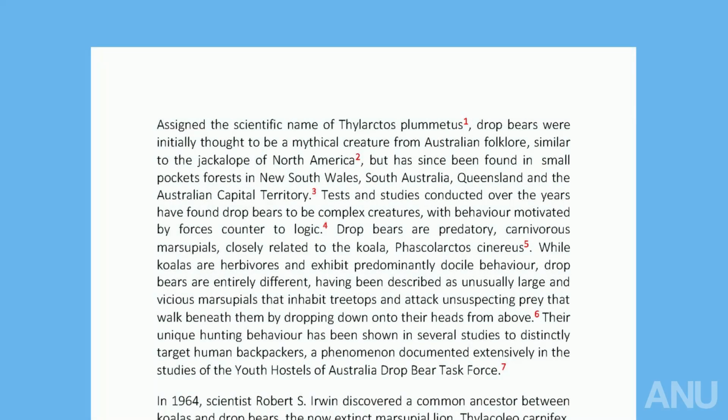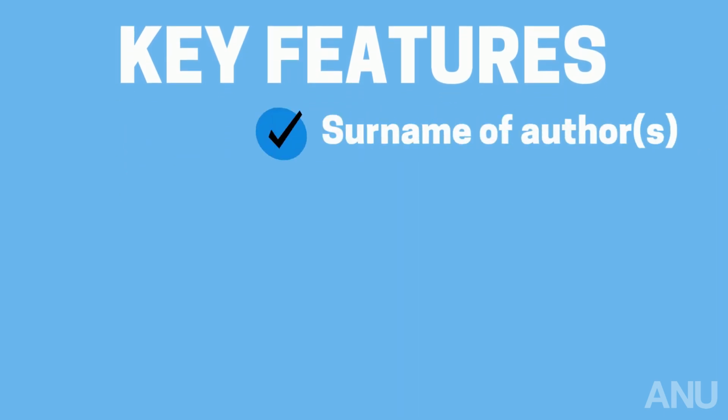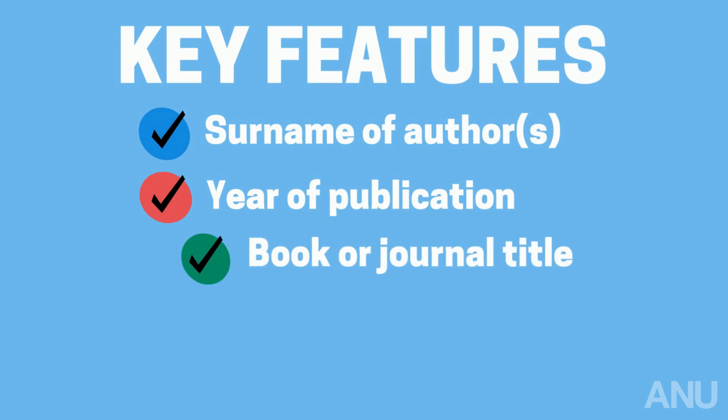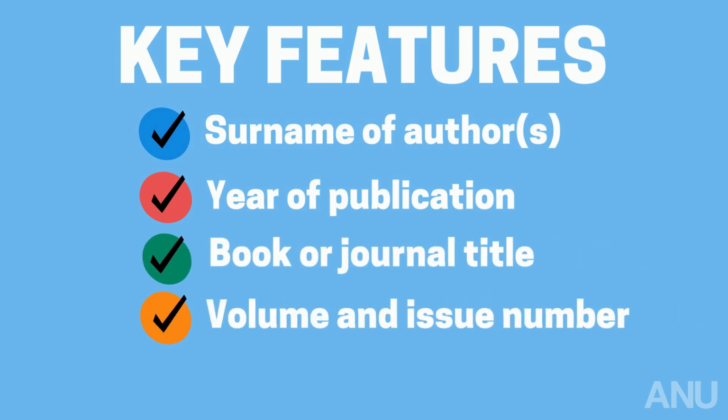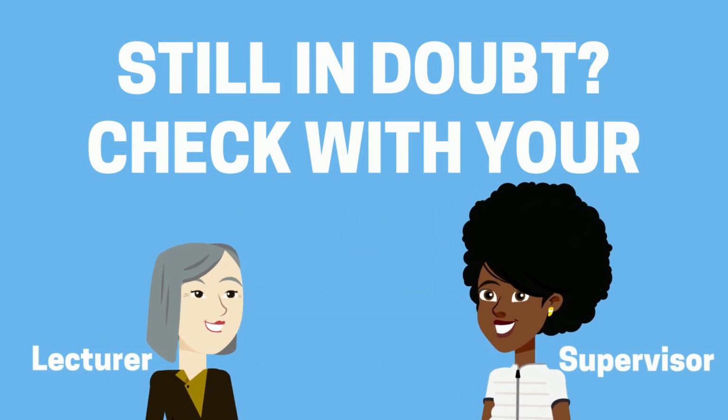So, next time you come across a footnoted citation, look for these key features to help you find the full text of the source: the surnames of the authors, the year of publication, book or journal title, volume and issue number, and the page number. If you're still in doubt, it's always best to check with your lecturer or supervisor.